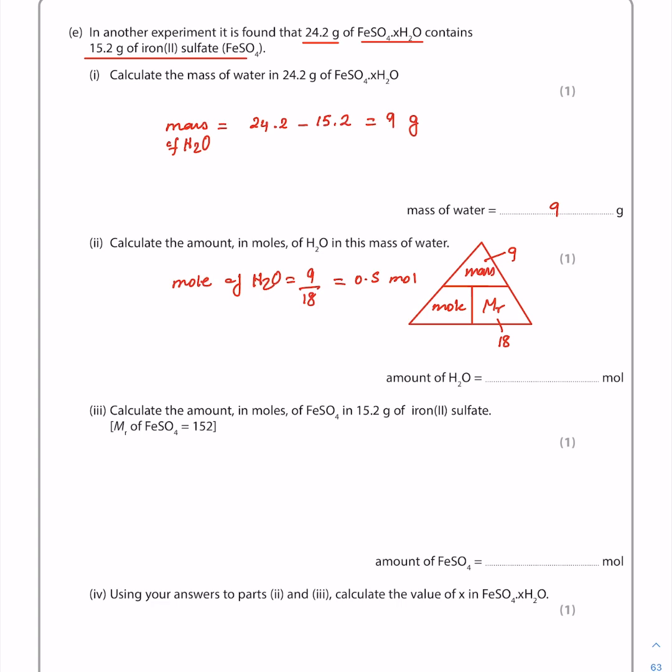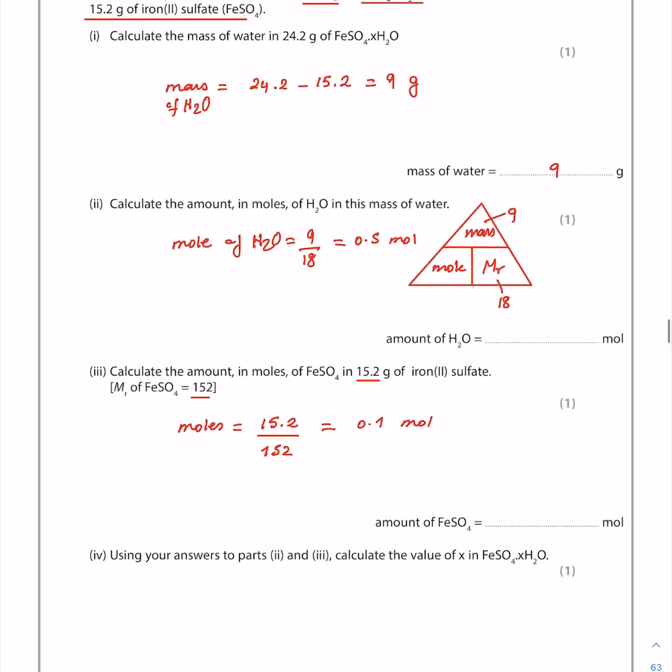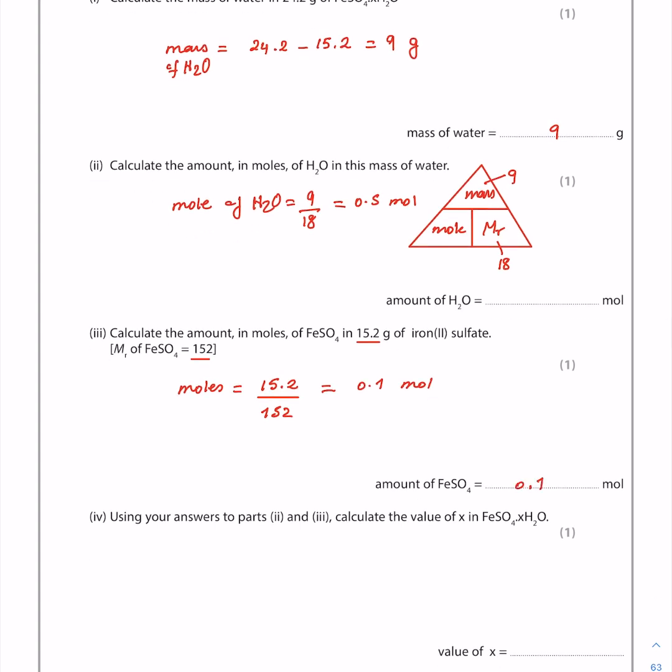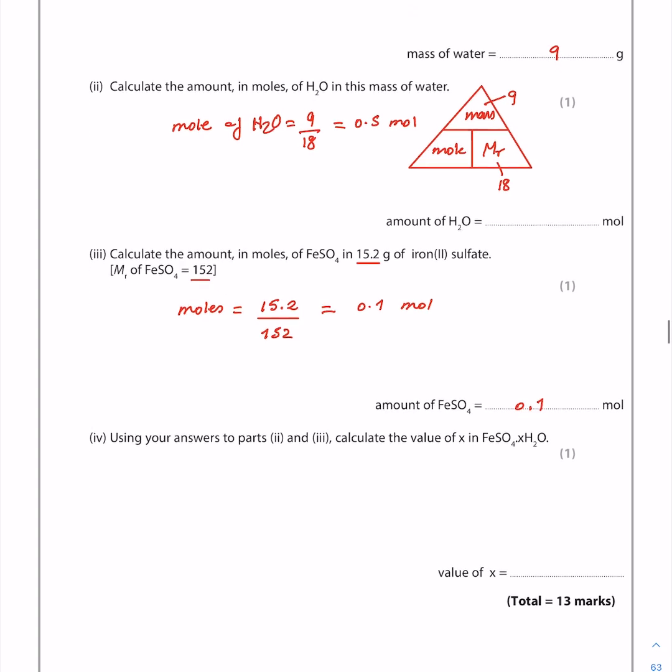Calculate the amount in moles of iron sulfate in 15.2 gram of iron sulfate. Same thing: the moles is equal to the mass, which is 15.2, over Mr, which is given as 152. It comes out to 0.1 mole. So here the answer is 0.1 mole.